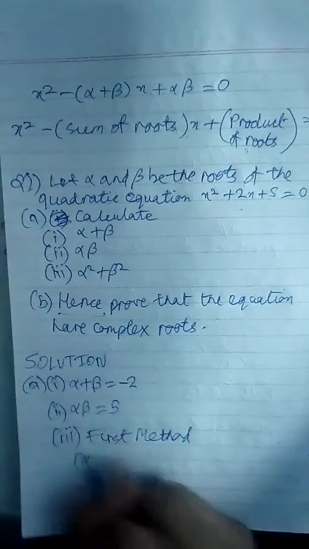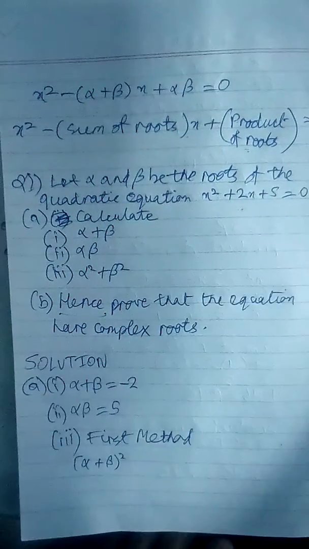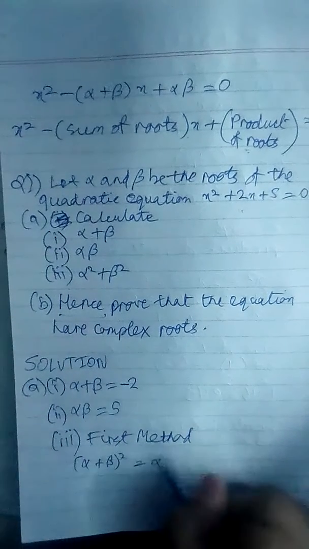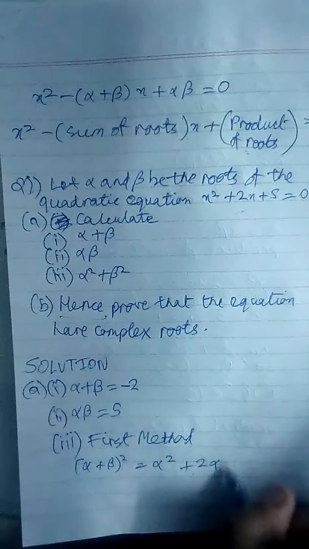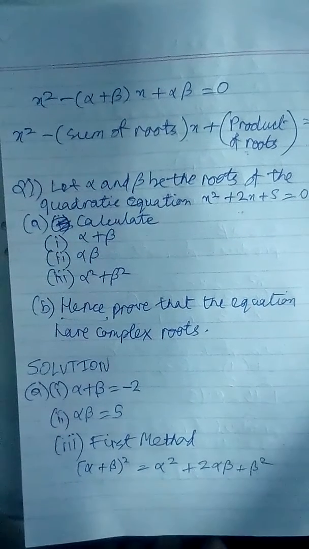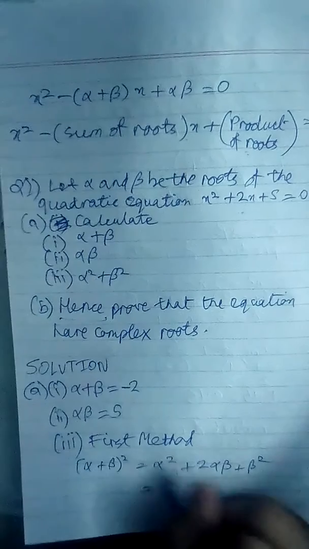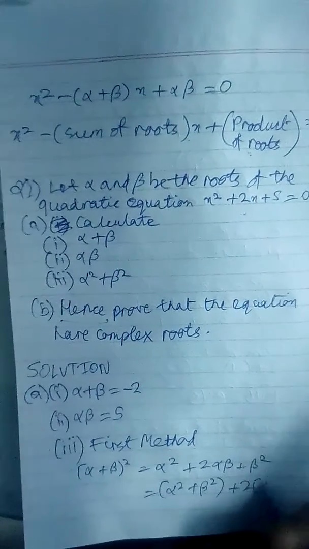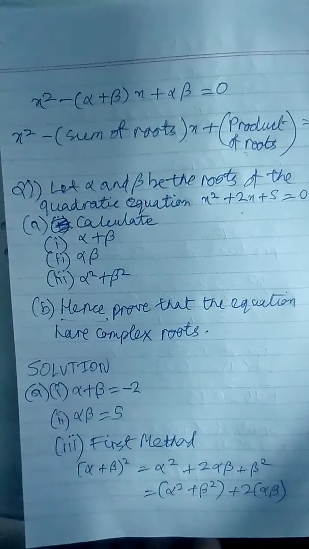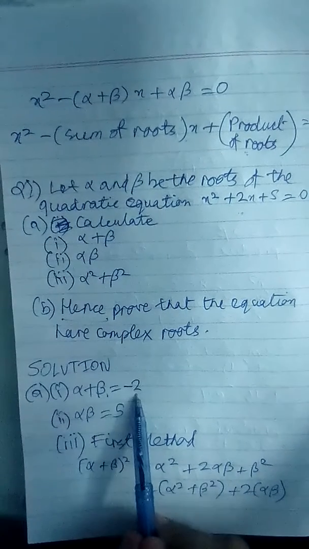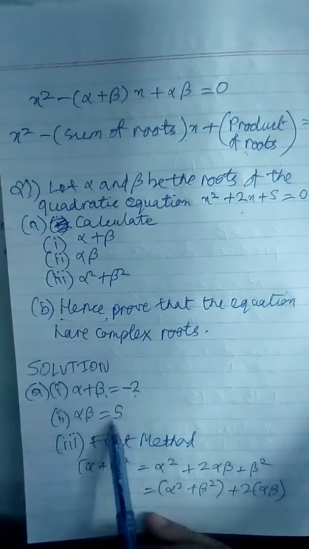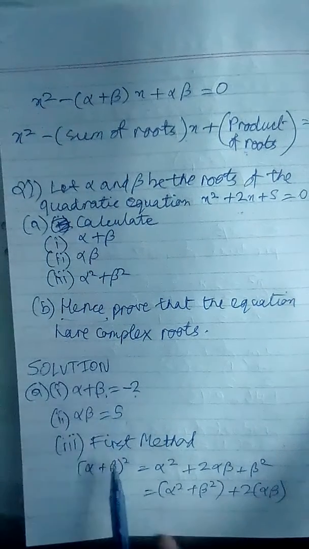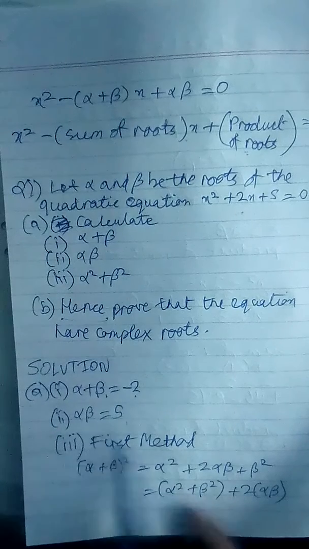We are squaring alpha plus beta. So we obtain alpha square plus 2 alpha beta plus beta square. Rearranging the equation, we obtain alpha square plus beta square plus 2 alpha beta. Now we have alpha plus beta and we have alpha beta. So we can input the alpha plus beta into this part and alpha beta into this part.